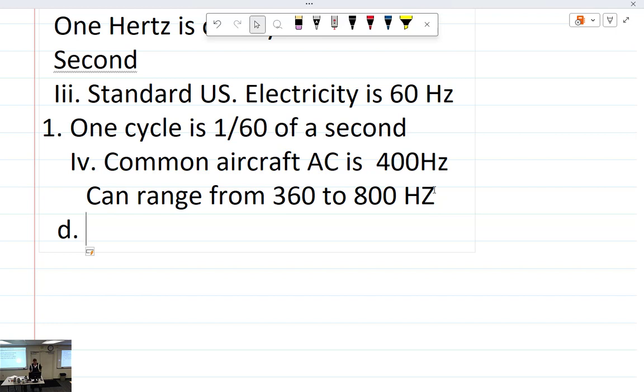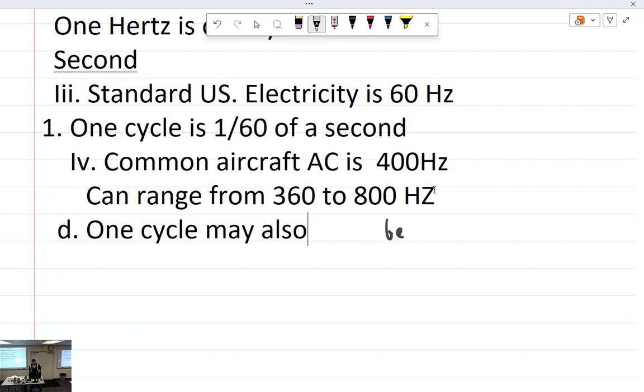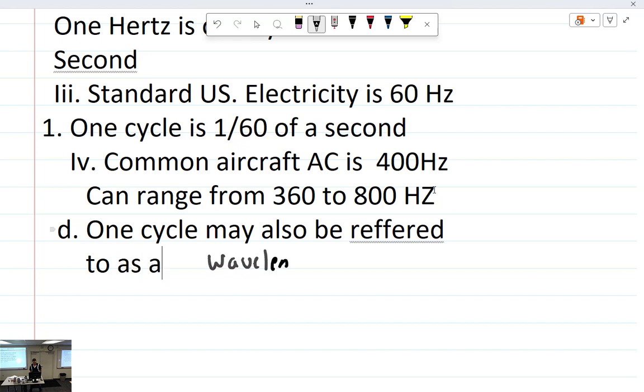One cycle may also be referred to as a wavelength.